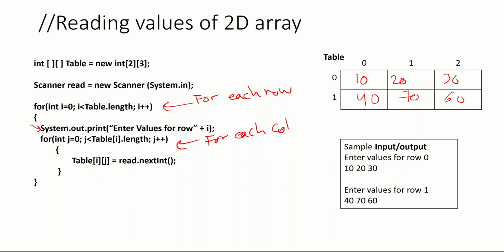If you need to display a message for each item, so instead of having enter values for row 0, we say enter values and then we read 10, enter values and we read 20, enter values and we read 30, then for each element you simply have to move this system statement inside the j loop. It will be repeated 6 times, according to the number of elements you have. But if you need it only for each row, just keep it at the beginning of the row loop.